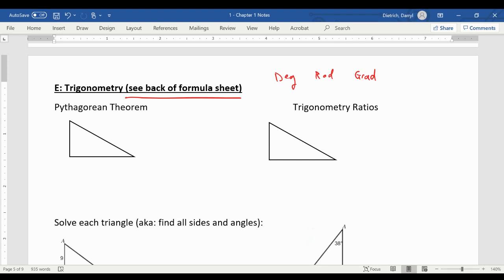Okay, first thing to check is to make sure that your calculator is in degree mode. Degrees, radians, and gradients are all ways to talk about angles. In physics, we usually use the degrees method of talking about angles.